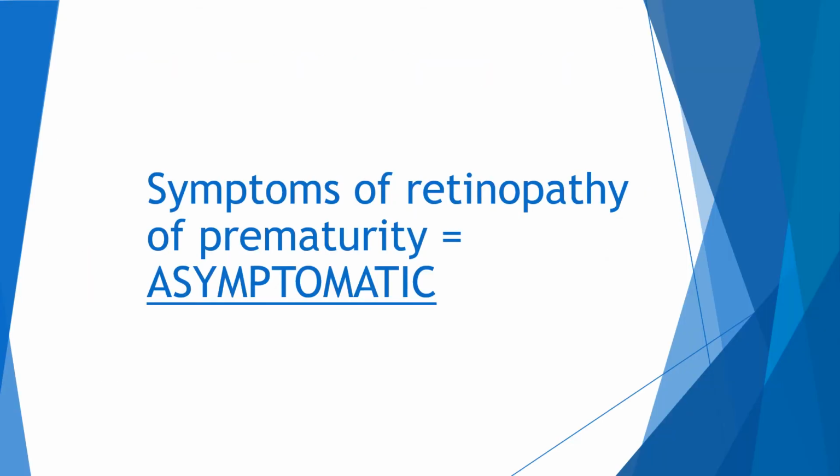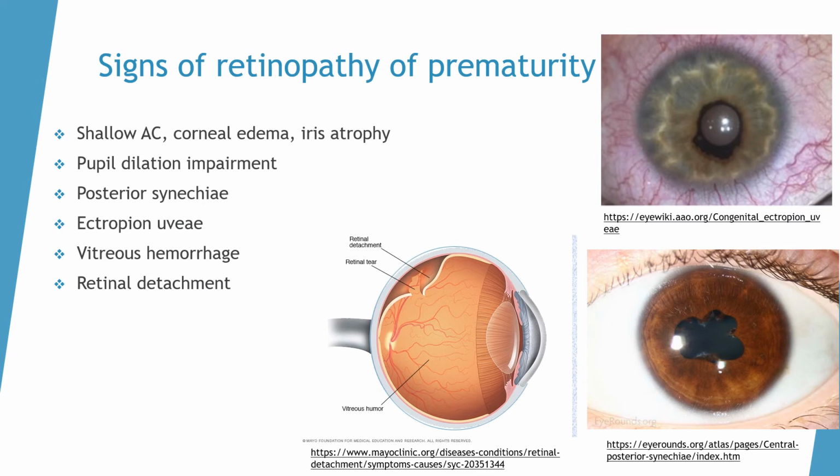When well managed, retinopathy of prematurity can be asymptomatic. Signs of ROP may include shallow anterior chamber, corneal edema, and iris atrophy. Pupils can be impaired in their dilation, and there may be posterior synechia present between the lens and the iris. Ectropion uveae is the presence of iris pigment epithelium on the anterior surface of the iris, and you can see that in the top right picture.